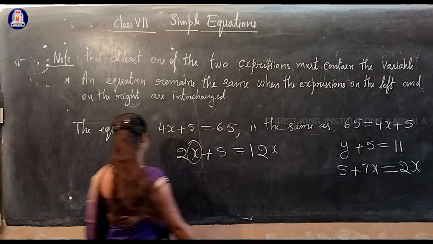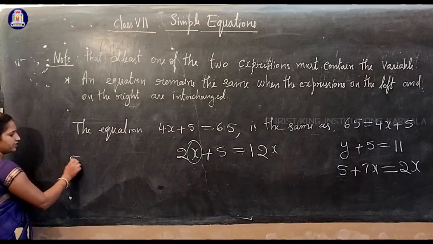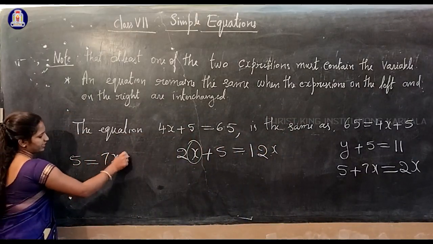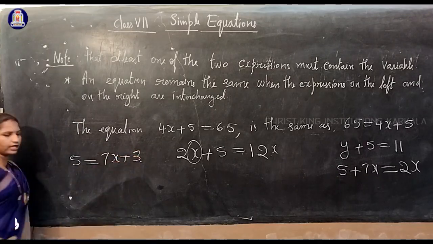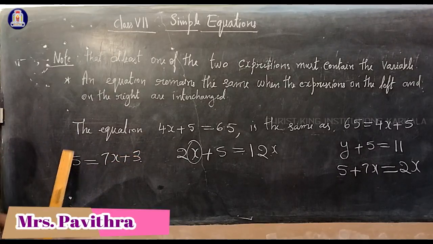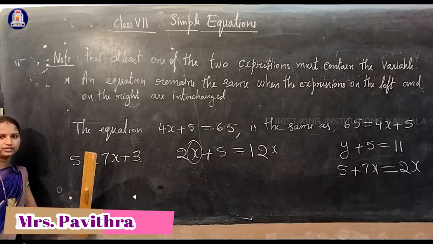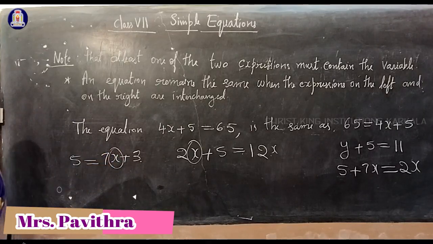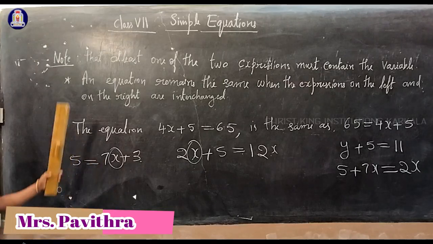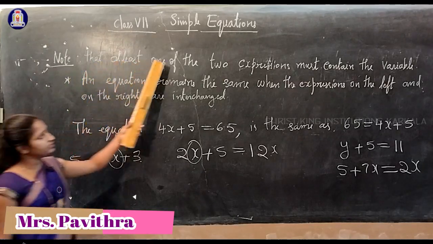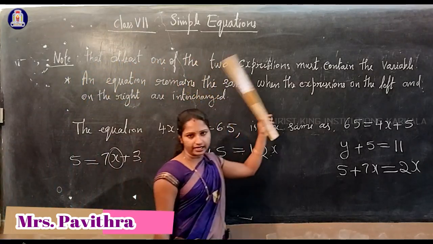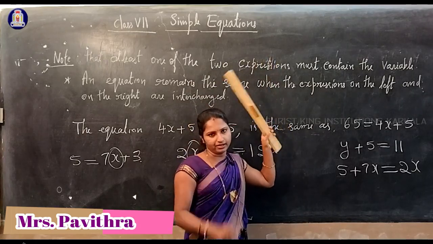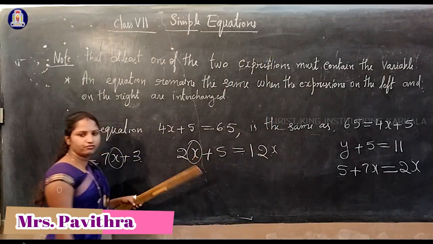Sometimes you will get the variable only in the right hand side, like 7x plus 3. Okay, so this is the left hand side and this is the right hand side, right? But the variable we can find in the right hand side, and that is also an equation. So an equation must contain one variable on any side. Clear? Must contain one variable.